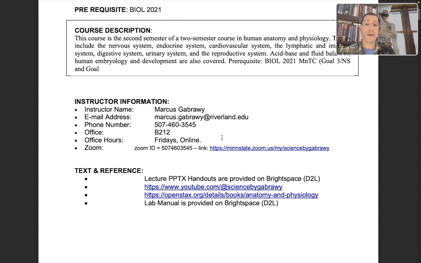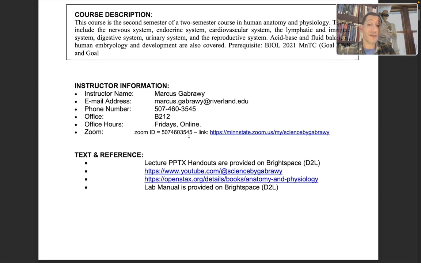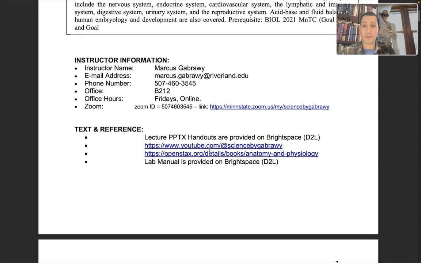Office hours, because the class is online, we got to put something, but if you need to set up a Zoom meeting with me or FaceTime, whatever, it doesn't necessarily have to be on Friday. It could be any day of the week, as long as it works for the both of us. That's totally fine. Here's my Zoom information. You can use this link here. There's so many ways. You guys know how to do that stuff.